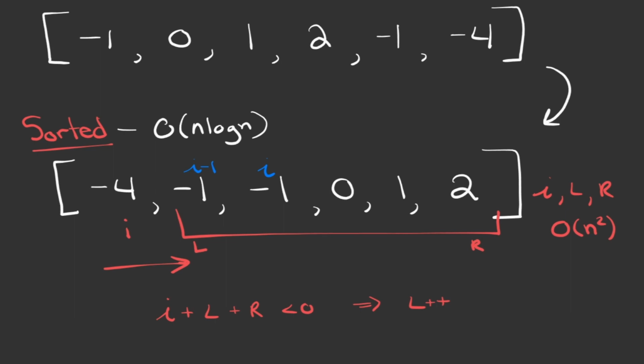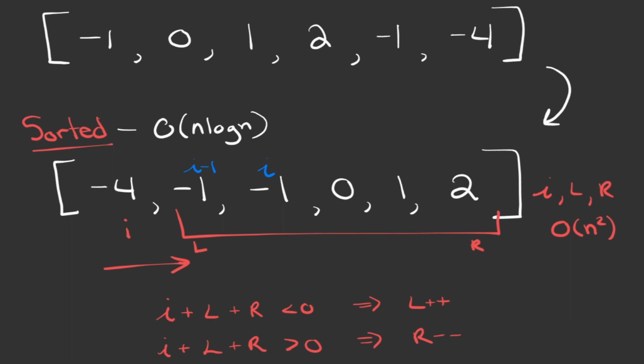Similarly, if the element at index I plus the element at index L plus the element at index R is greater than 0, then we just decrement the right pointer. And obviously if it's 0, then we simply add it because we know that it's a valid triplet.